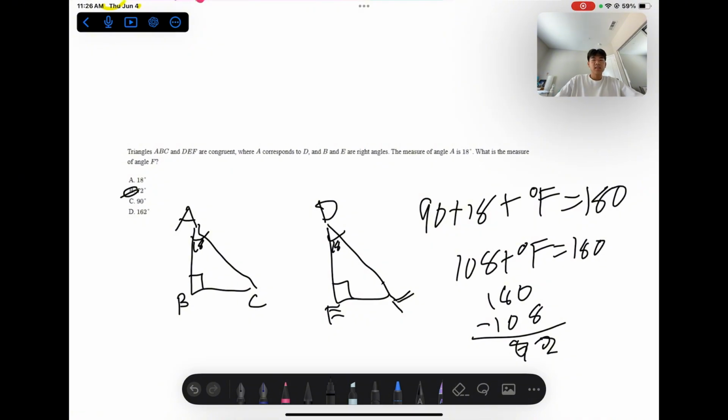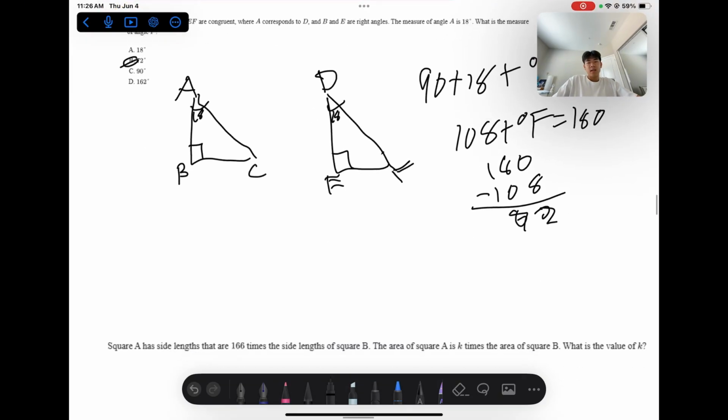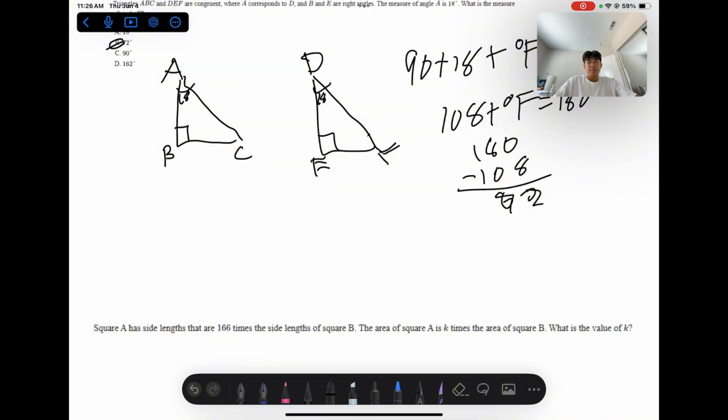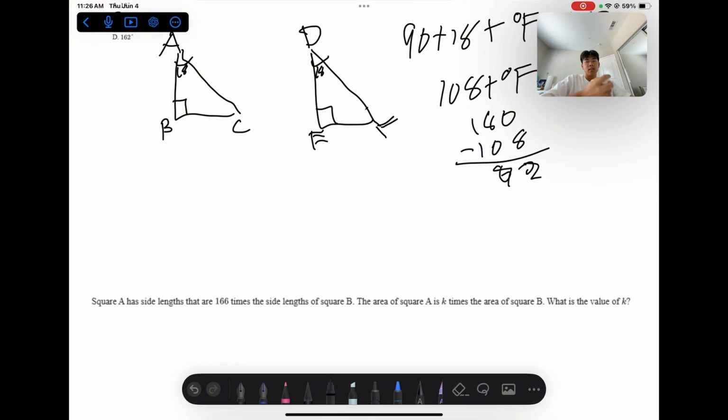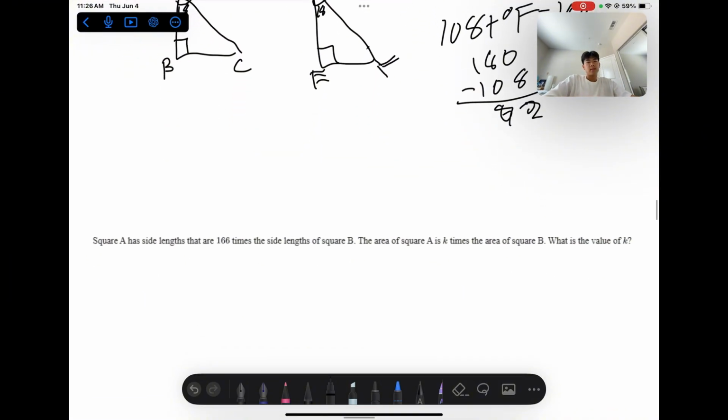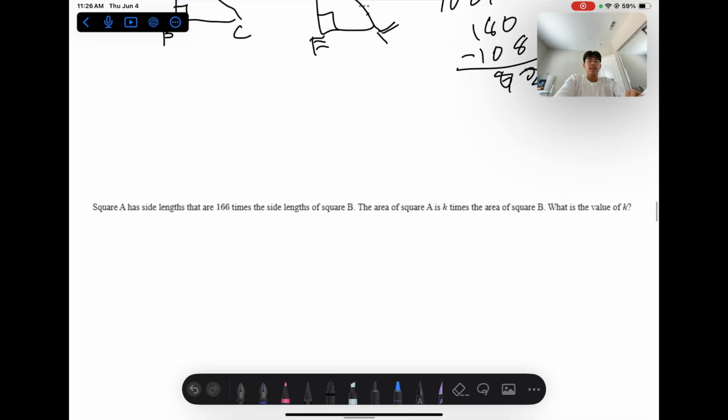So this question, you didn't have to draw it, but drawing it just made it like 10 times easier. And especially with the next example, it'll also make the question easier to understand. So let's look at this one. Square A has side length that is 166 times the side length of square B. The area of square A is k times the area of square B. What is the value of k?